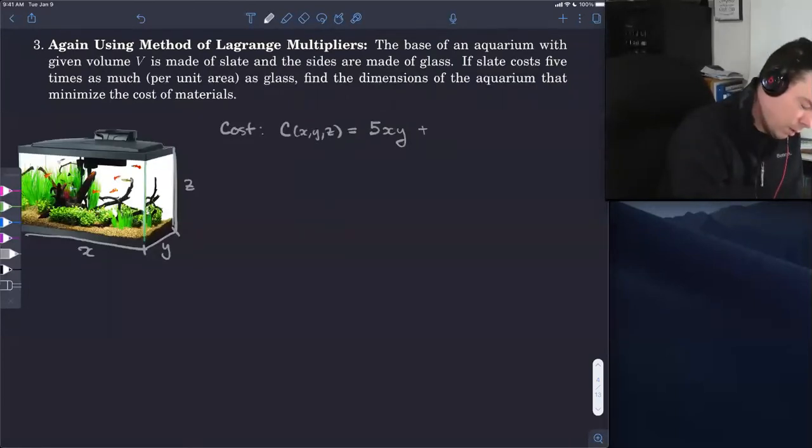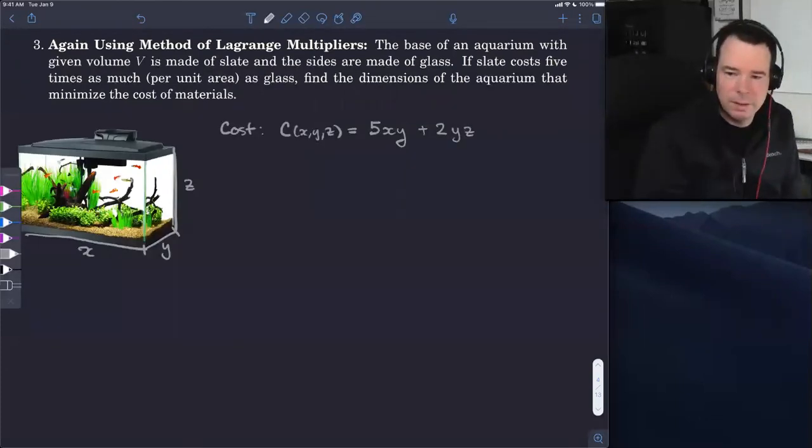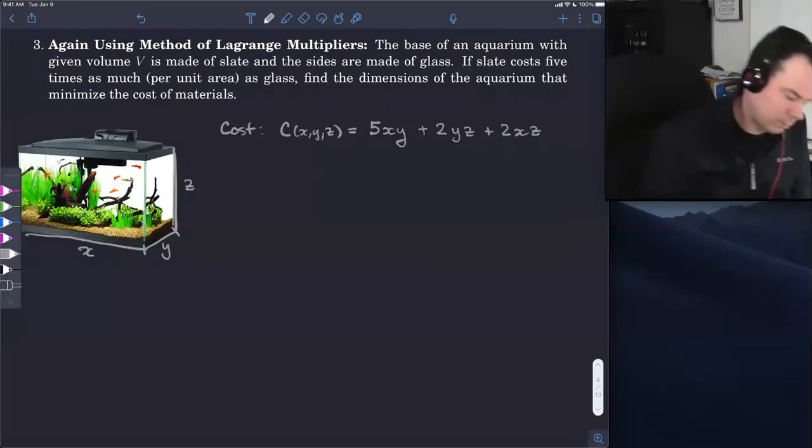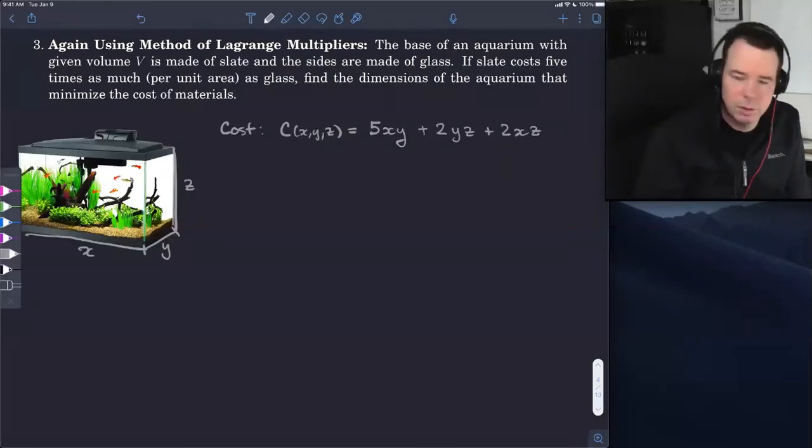And then we've got 2 sides of dimensions y, z. That's basically the left and the right. And then we have our front and back, which is 2x, z. So there's our cost function.